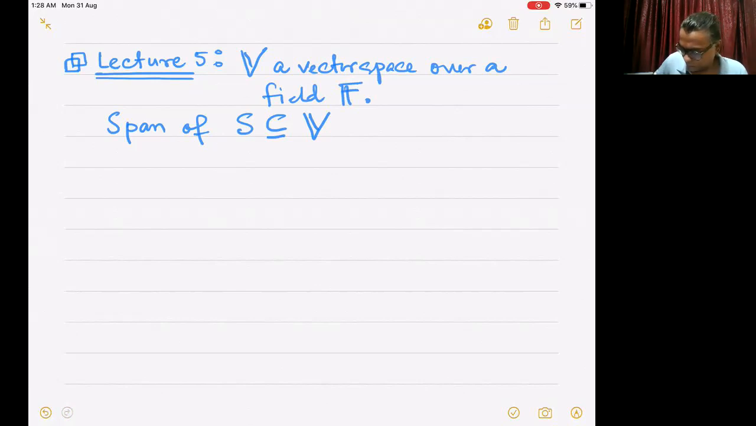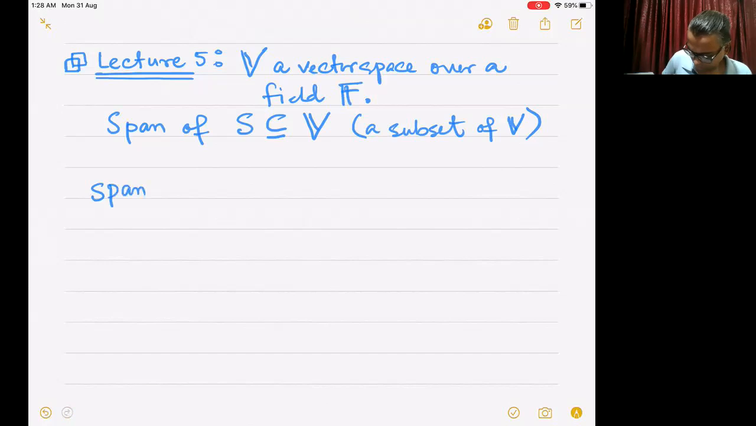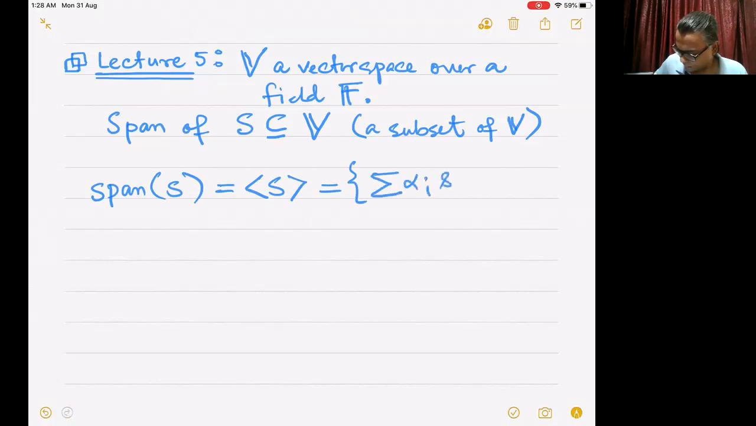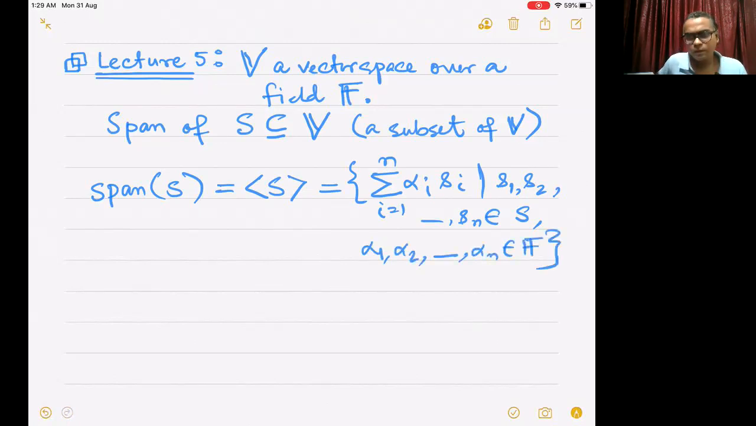So span of S, where S is a subset, it's not a subspace to start with, subset of V, is defined as, so we write it like this, span of S. This happens to be the collection of all summations of alpha_i s_i, i going from 1 to n, where s_1, s_2, dot dot dot, up to s_n are elements from the set S, and alpha_1, alpha_2, dot dot dot, up to alpha_n are elements from the field. So this is a typical linear combination.